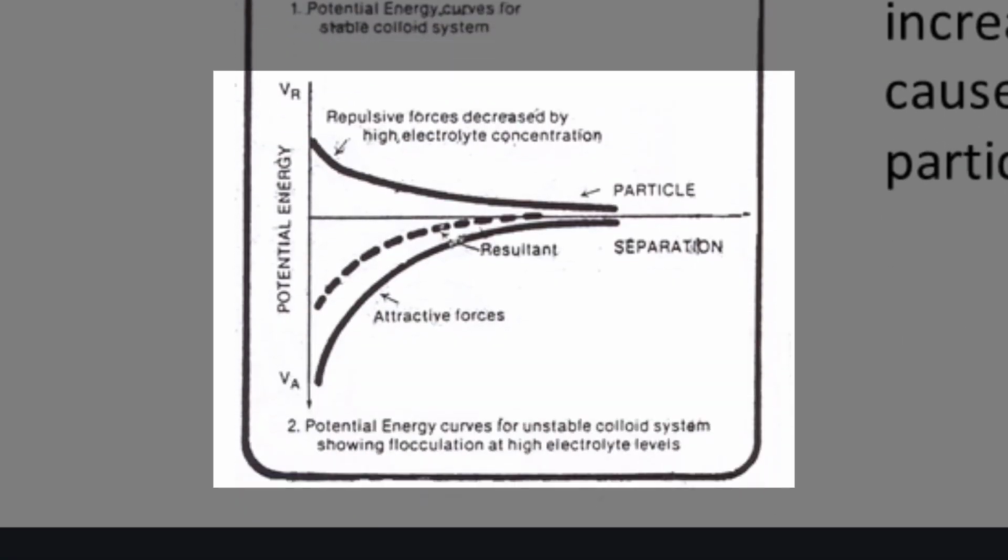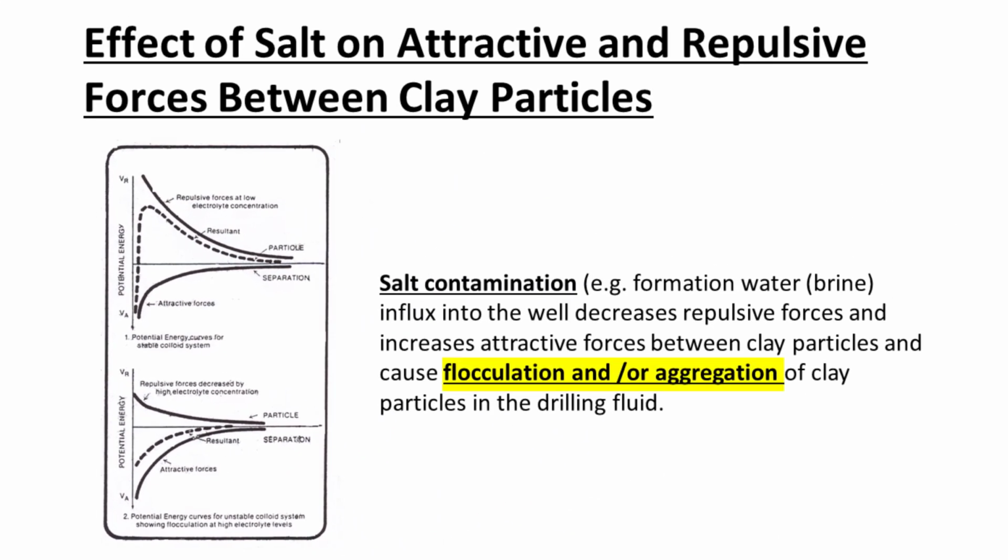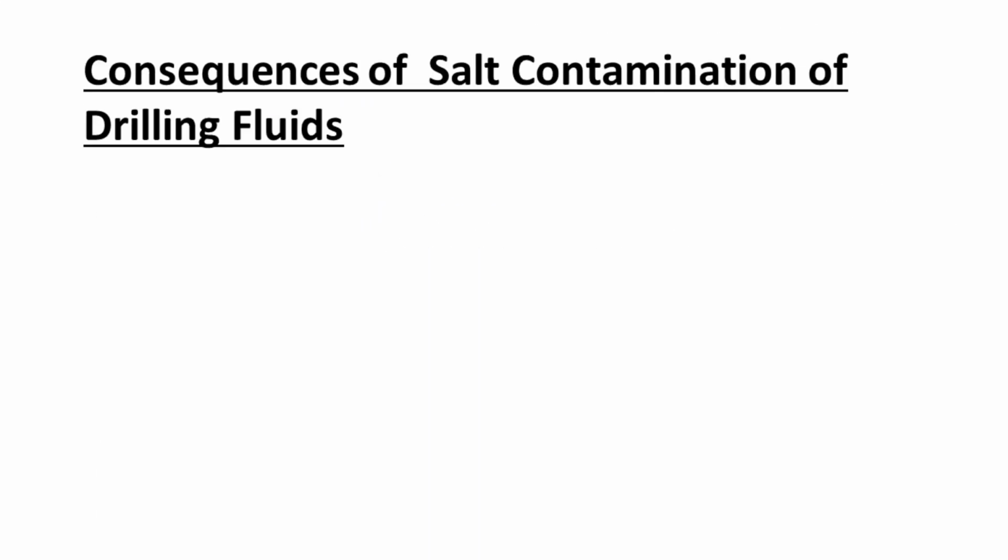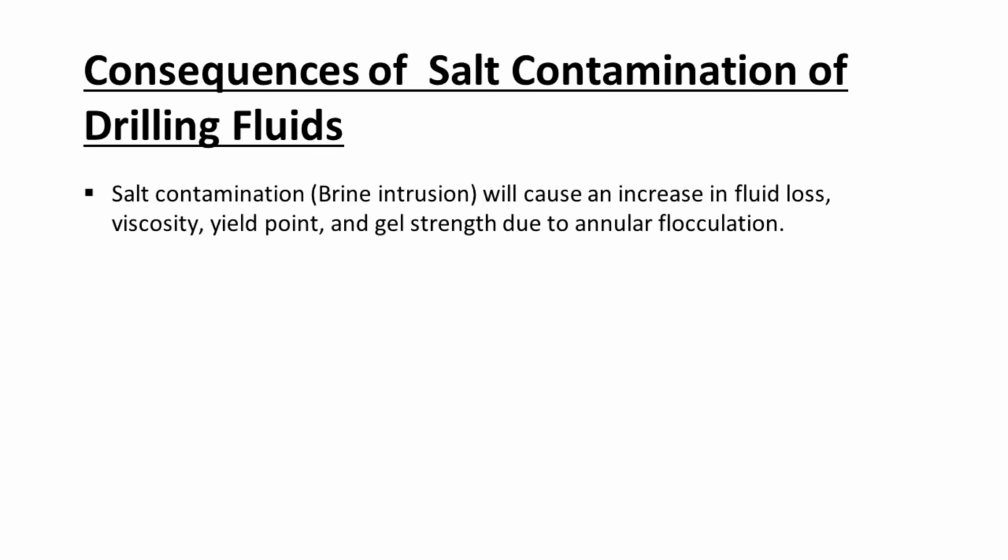The bottom graph shows the same system after more electrolytes were introduced to the system. The repulsive forces have been decreased and the attractive forces have been increased by the salt according to the reasons discussed earlier, and the clay particles are now experiencing a net attractive force. They hence attract each other, reflected by the decreasing potential energy as the particles move closer to each other. There is little separation between the particles and the system is flocculated and/or aggregated. As such, salt contamination will cause the clay particles to flocculate and increase fluid loss, viscosity, yield point, and gel strength.